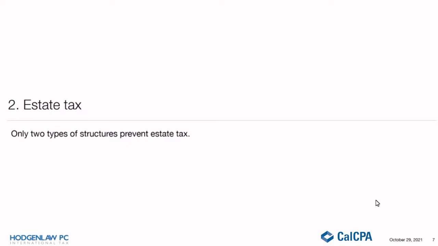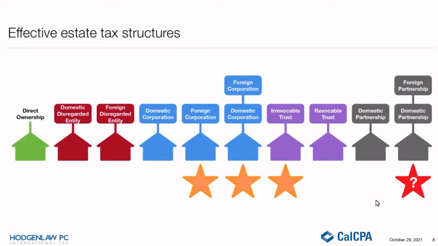On the far right, I have a question mark in a red star for a partnership structure. This is something that's been debated by law professors for decades about whether there is estate tax in this situation. The idea is that if you've got a dead non-resident alien decedent who owns a foreign partnership interest, that foreign partnership interest is a foreign situs asset. Therefore, it is not included in the decedent's gross estate for U.S. estate tax purposes. Therefore, it acts as a firewall. We believe this to be true, but there is no certainty.